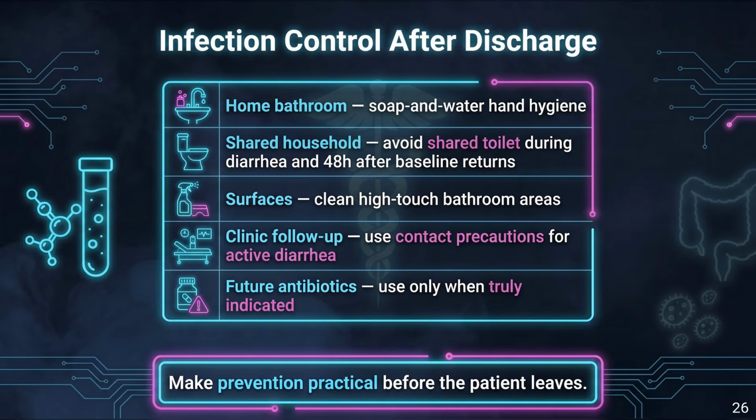After discharge, prevention becomes practical. The patient should use soap and water after toileting and before food preparation. If possible, avoid sharing a toilet during active diarrhea and for 48 hours after stool returns to baseline. High-touch bathroom surfaces should be cleaned carefully. In clinic, active diarrhea should trigger contact precautions, and future antibiotics should be used only when truly needed.